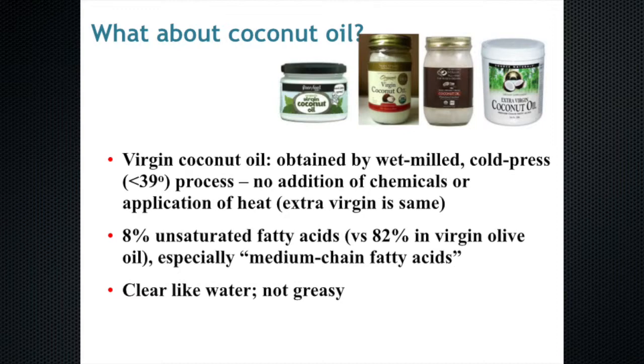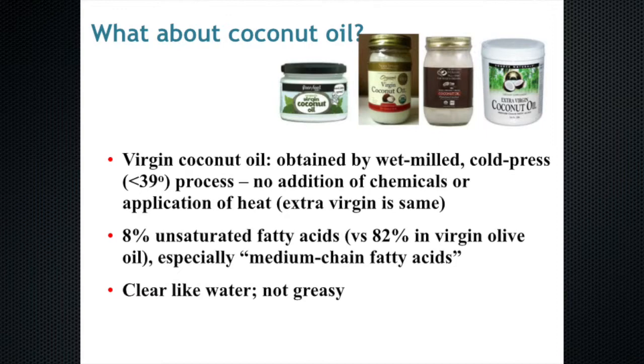Now, not all oils are alike. So for example, we've got olive oil on the shelf that we use in cooking. Don't put that on. That's different. So 82% in virgin olive oil is unsaturated fatty acids. Well, that's great for cooking, but it's very different in composition from coconut oil, which, for example, is only 8% unsaturated fatty acids, and especially has a lot of what are called medium-chain fatty acids. So they're not all alike, and you'll see that because I'll mention some trials in a minute. Now, this is clear like water. It's not greasy. It spreads easily, so a lot of people like that.